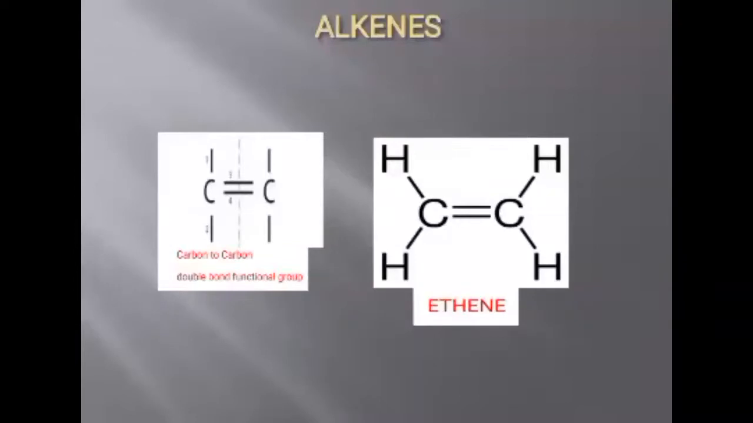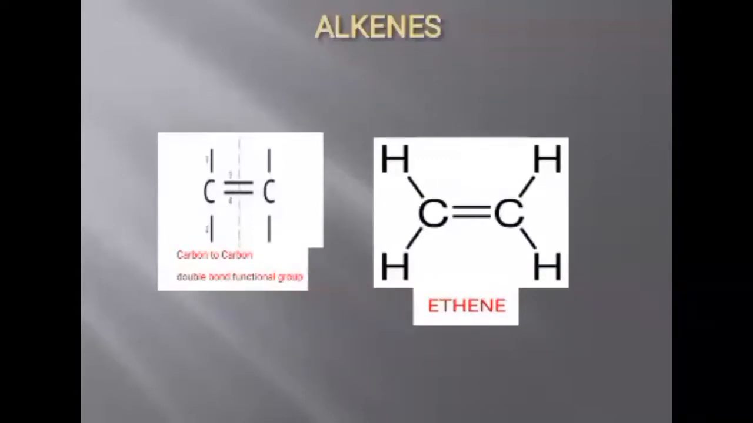If you look at ethene very well, you will see that it's almost the same as ethane, except that ethane has a single bond, while ethene has a double bond. So if you look at this compound, or any compound that has carbon to carbon double bond, because of the presence of that double bond, which is a functional group, it will tell you that this compound is an alkene compound.